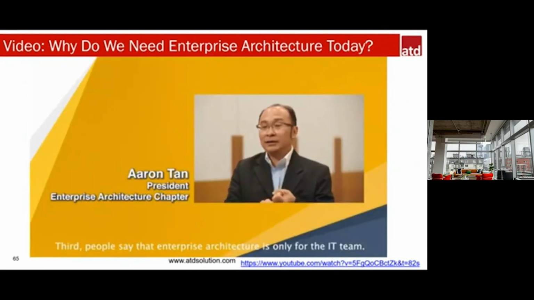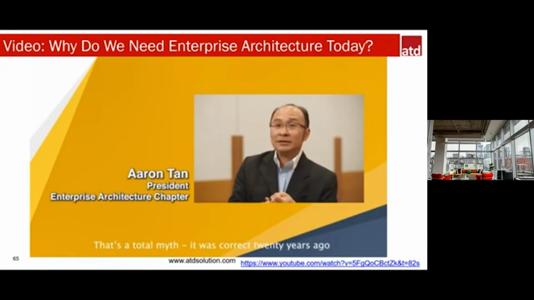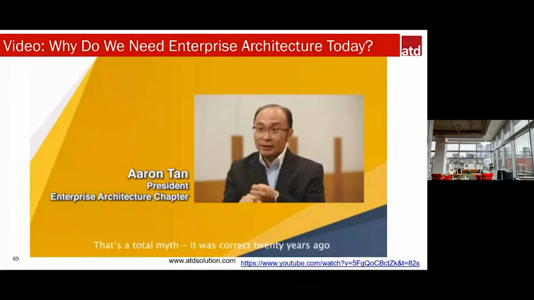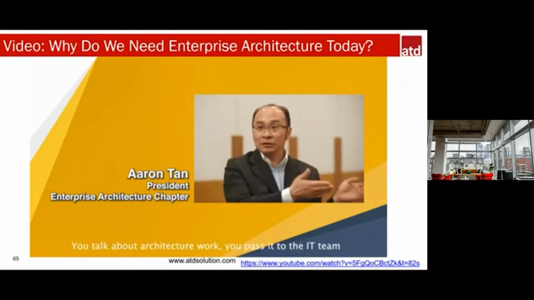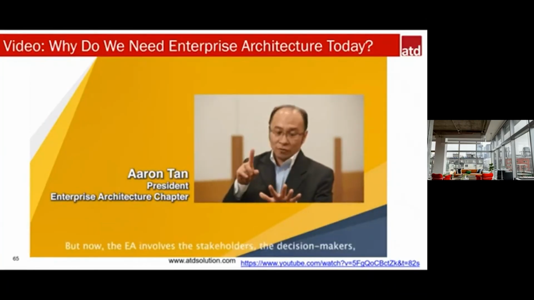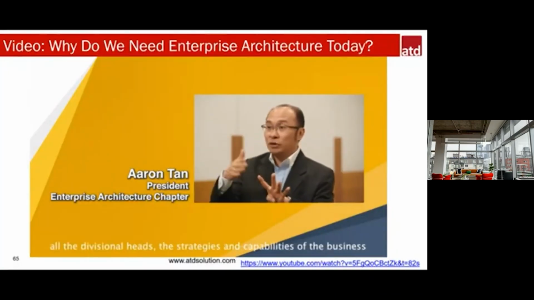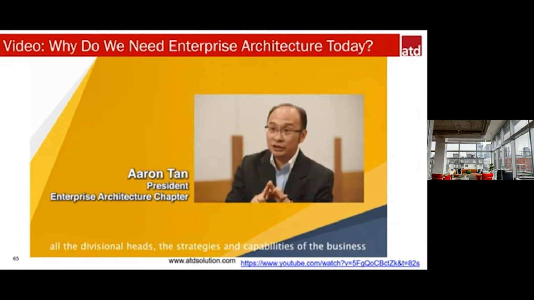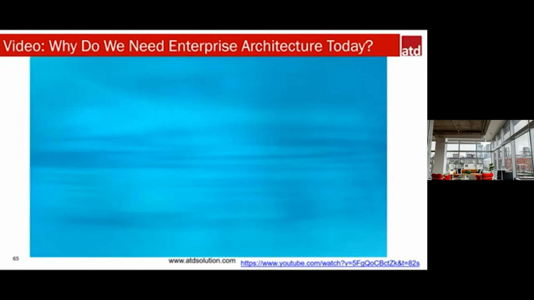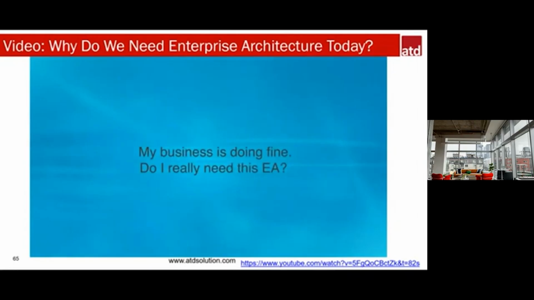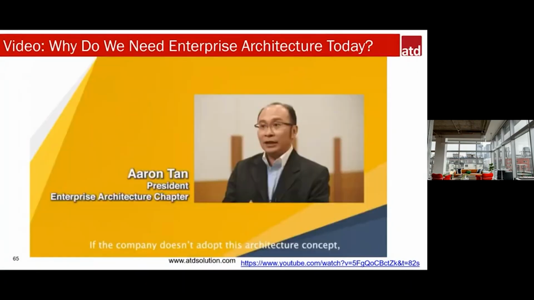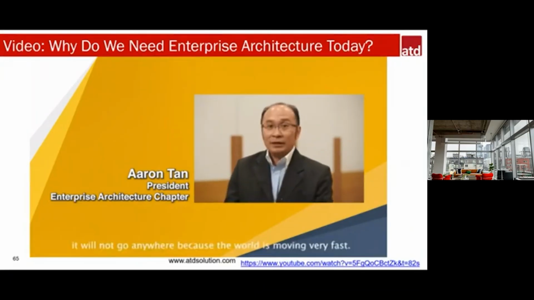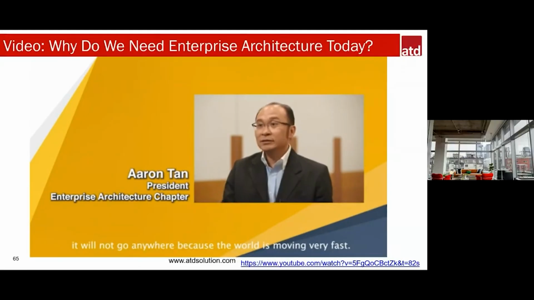The third one, of course, people say that enterprise architecture is only for the IT team. This is totally a myth. It was correct 20 years ago. You talk about the word architecture, pass it to the IT team. But now enterprise architecture involves the key stakeholders, the decision makers. It involves the motivation of all the divisional heads, and also the strategy and capability of the business. If the company doesn't have this kind of adoption of the architecture concept, they will not go anywhere, because the world is moving very, very fast.